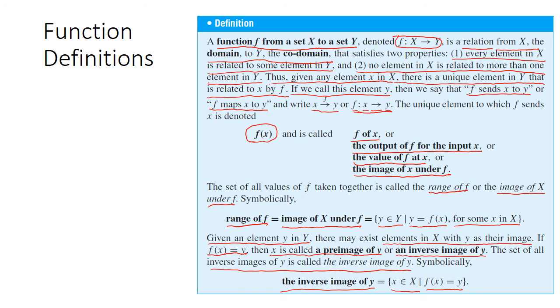Okay, so that was a lot of definitions. Let's go ahead and try to apply them and practice with them a little bit.